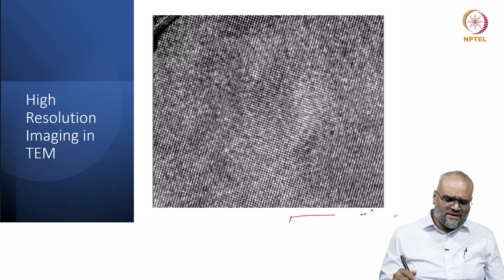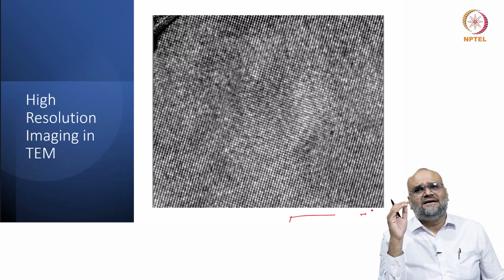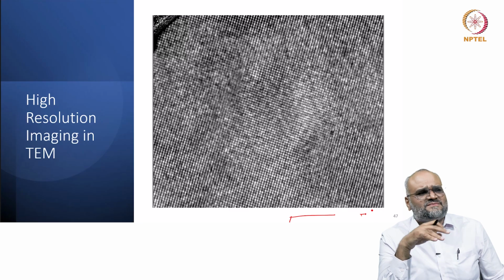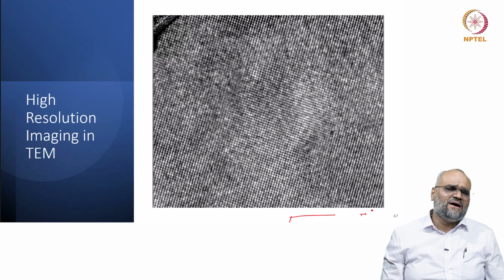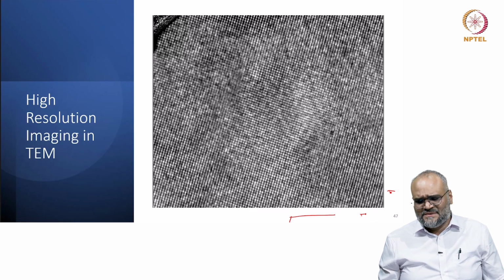And if you consider each of the atomic columns as acting as sources to deviate my electron beam, and if I think of them as periodic sources arranged in a periodic manner, what I record here is sort of an interference pattern. I am overly simplifying this concept, but let us understand how high resolution imaging is done.